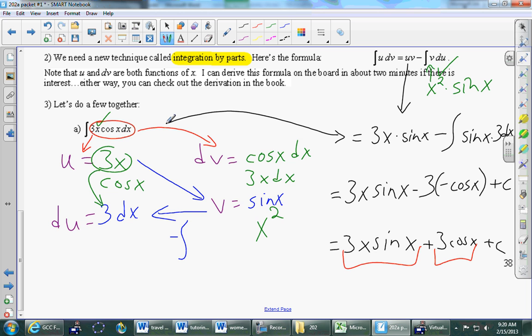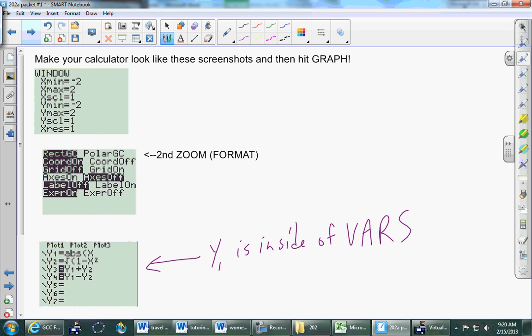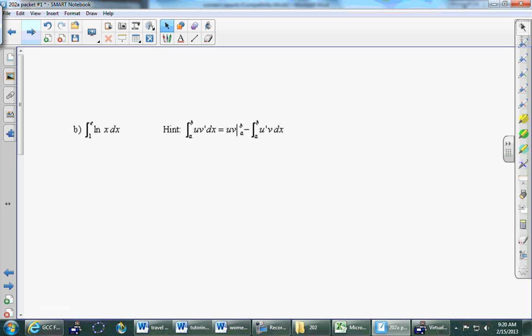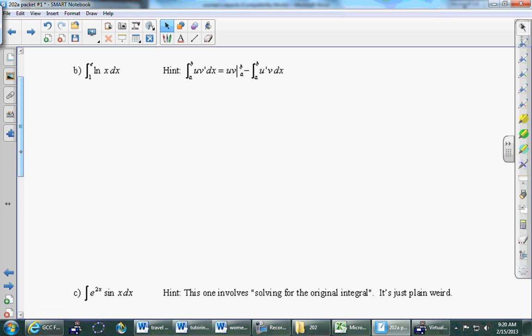All right, so let's try the next one on the next page. Okay, and oh, right, so there's that calculator thing. A few people had a chance to do this, so check it out later if you're interested. So there's part B on the next page.